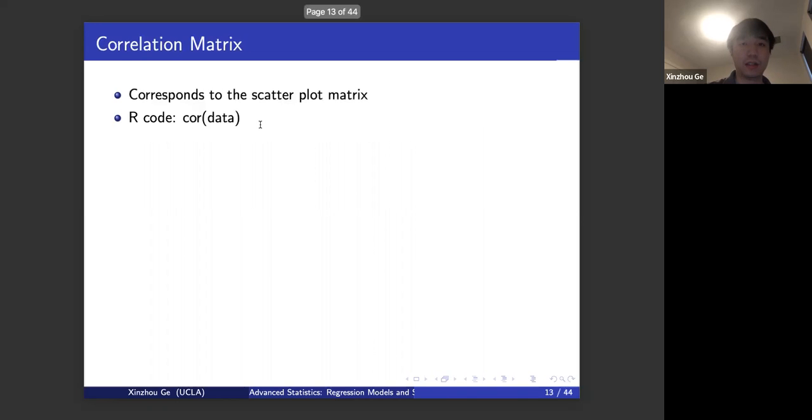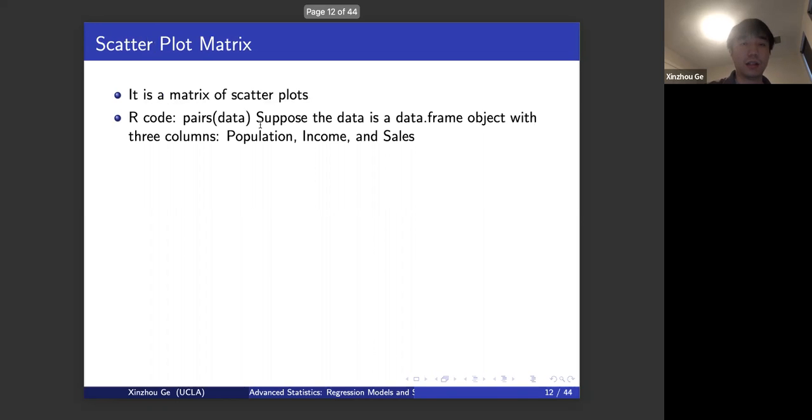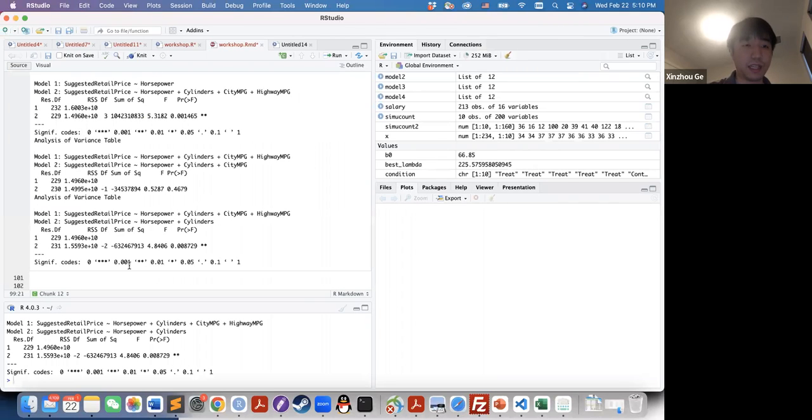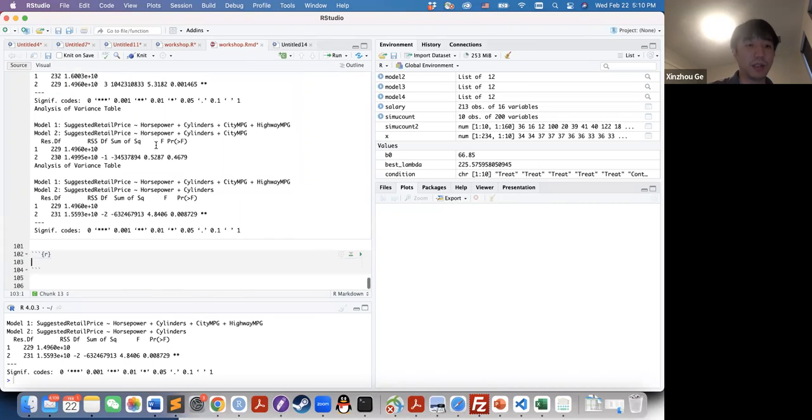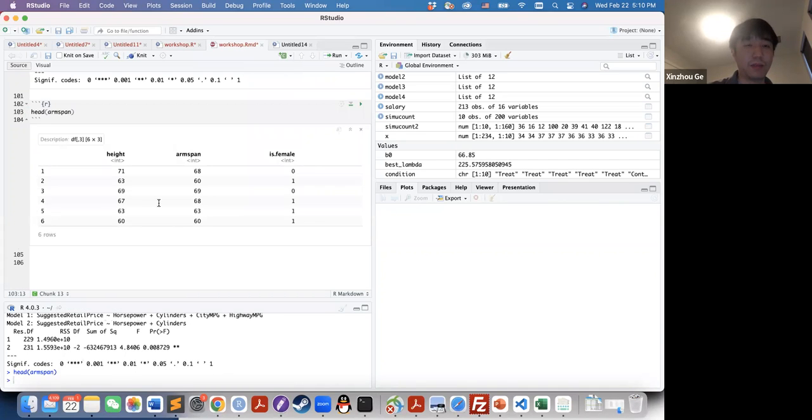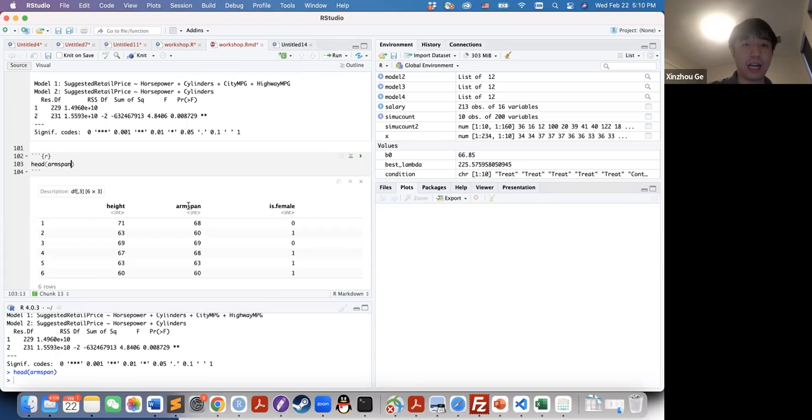So let's use our class04 dataset as an example. Or maybe we can use the span dataset as an example. So if we look at the span dataset, we can see that we have 3 columns: height, span, and is.female, which indicates whether this person is female or not.